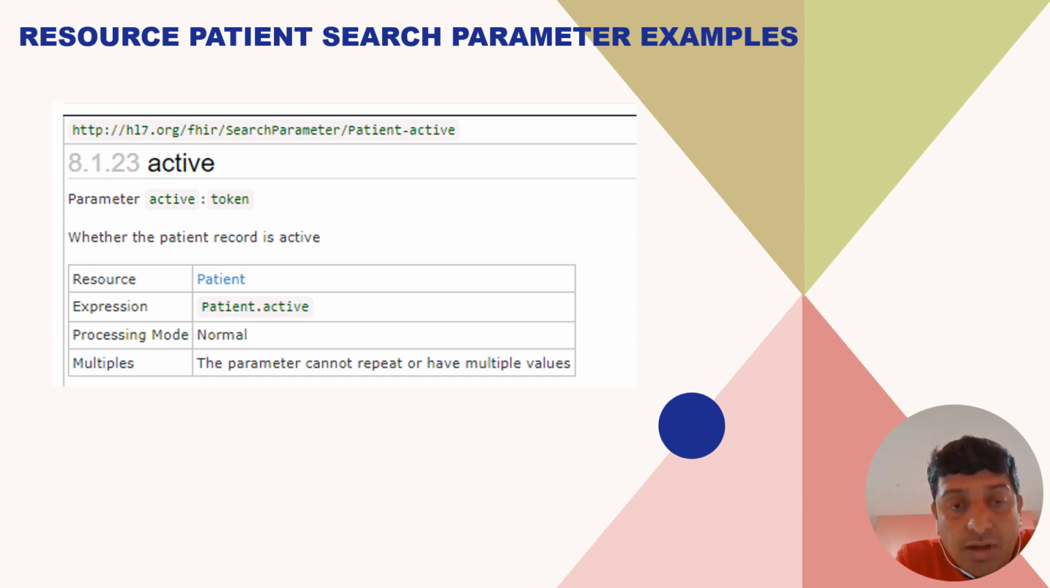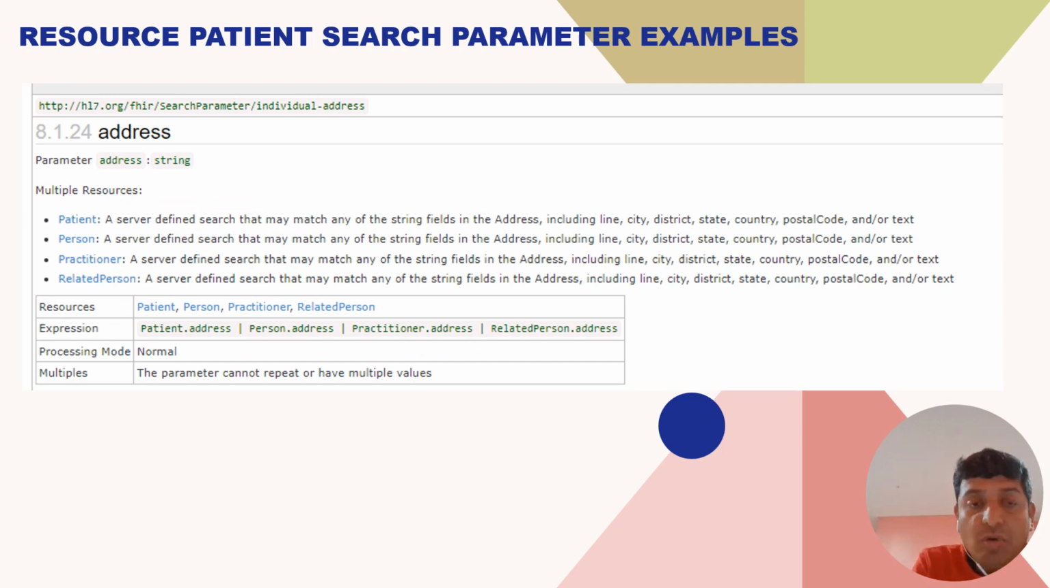Now there are different parameters that are used in patient match. One of them is active. If you are looking for the patient record which is active, then the expression will be patient.active. Now, one more search parameter that we have taken as an example is address. We can derive the address from multiple resources. It could be from patient, person, practitioner, or related person. The expression in each of these scenarios will be patient.address, person.address, practitioner.address, and related person.address.